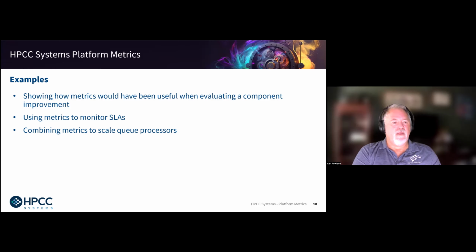Things like that. The second is I want to show how metrics could be used to monitor SLAs. We all know how important SLAs are, but I bet we don't have the insight into where problems might be happening when an SLA goes out of spec. And then I'd like to show an advanced example of how metrics can be defined in order to provide a new metric to scale queue processors.